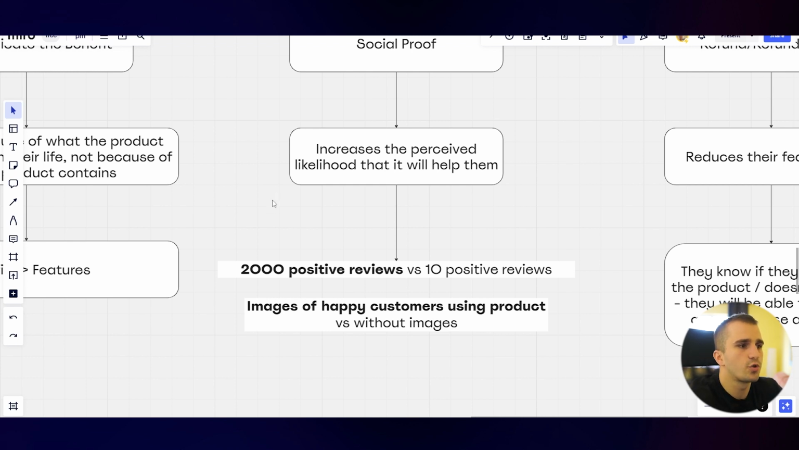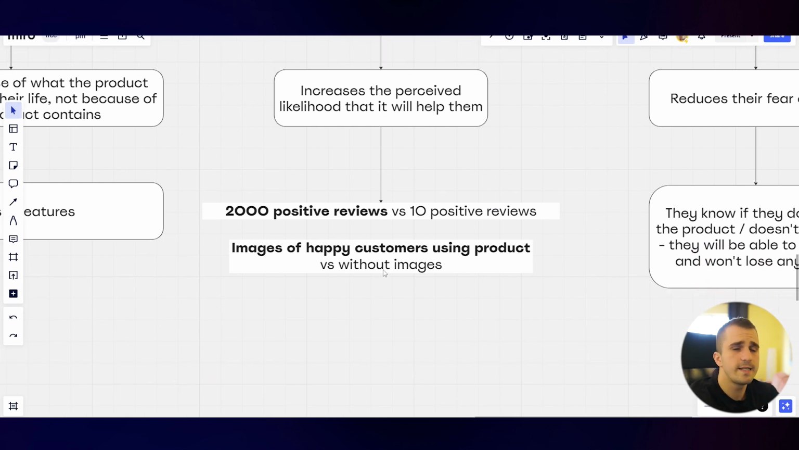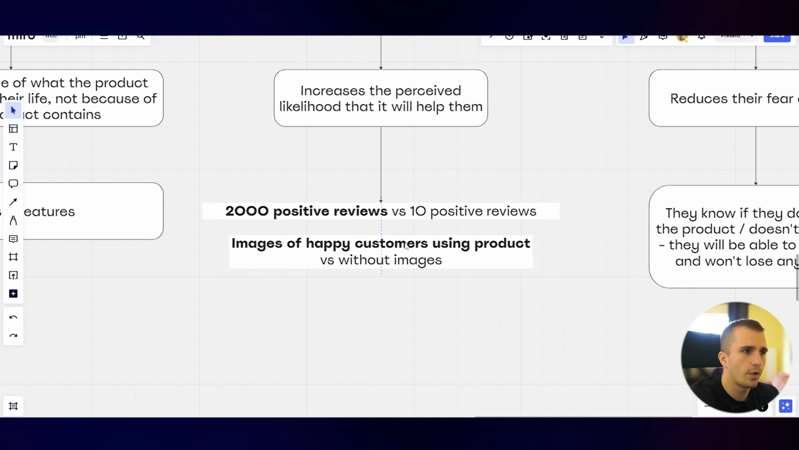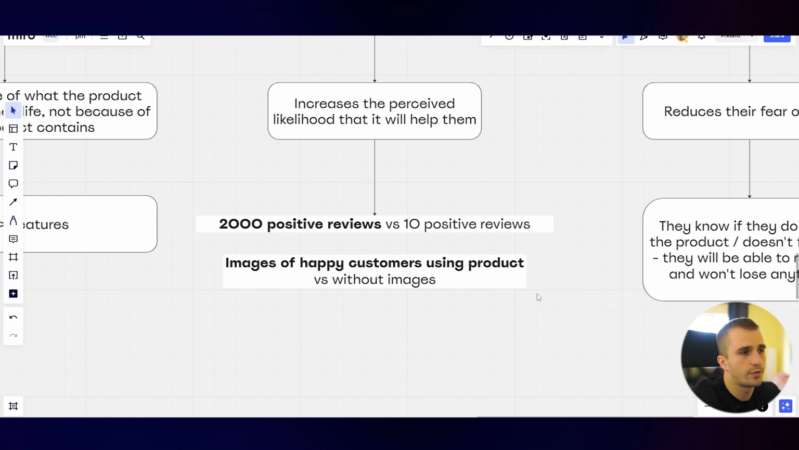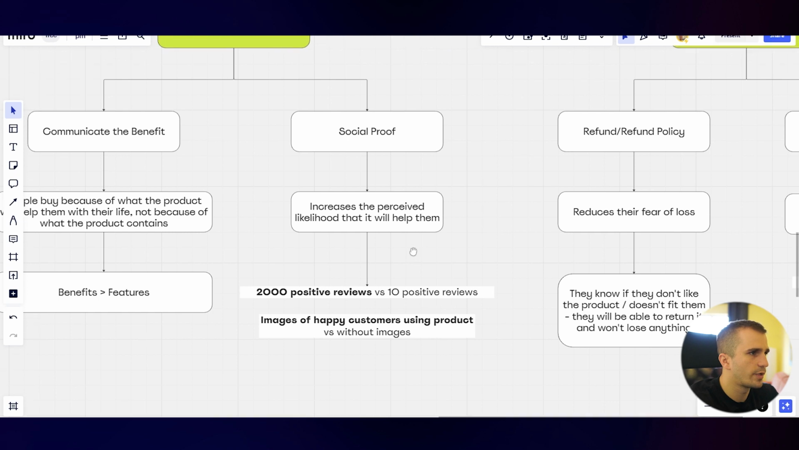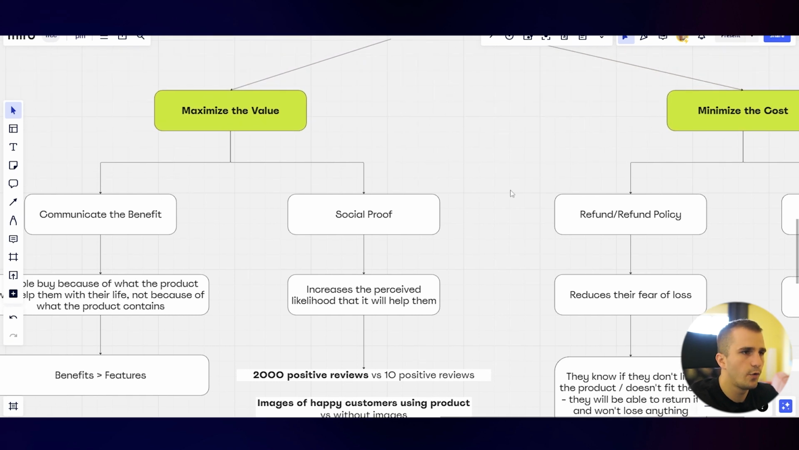So you should show your reviews for that reason, to increase the perceived likelihood that it will help them with solving it. Also, you want to show the images of happy customers using your product, because if they see other people that are happy with your product, they will perceive that if they use your product, they will also be happy with it. So for that reason, you want to show images of happy customers using your product. So this is how you can increase the value and the perceived value of your product.